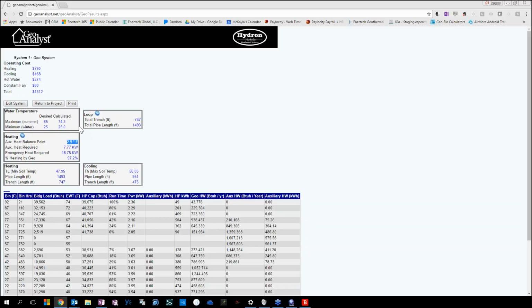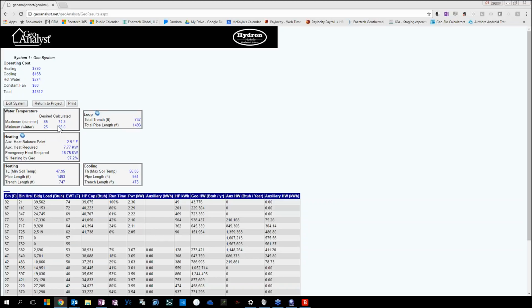Let's take a look at our loop length at 747. I'm going to use my calculator. 747 divided by 4 tons. That'd be 186-foot bore. So this is where you look at your loop contractor, or if you do your own ground loops. Do you want to do 200-foot bores or 250-foot bores? However you decide to install your project, you can use this program to help you calculate what's right.